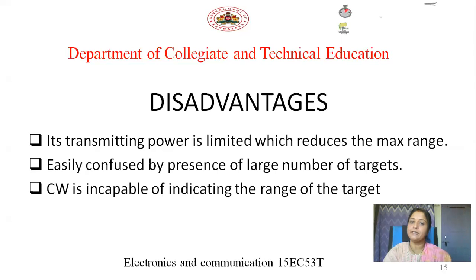One of the major disadvantages or drawbacks of the continuous wave Doppler radar is that it is incapable of indicating the range of the target. It can only identify its relative velocity, it can give that measure, but it is incapable of giving the range of the target. This is one of the major disadvantages of this CW radar.